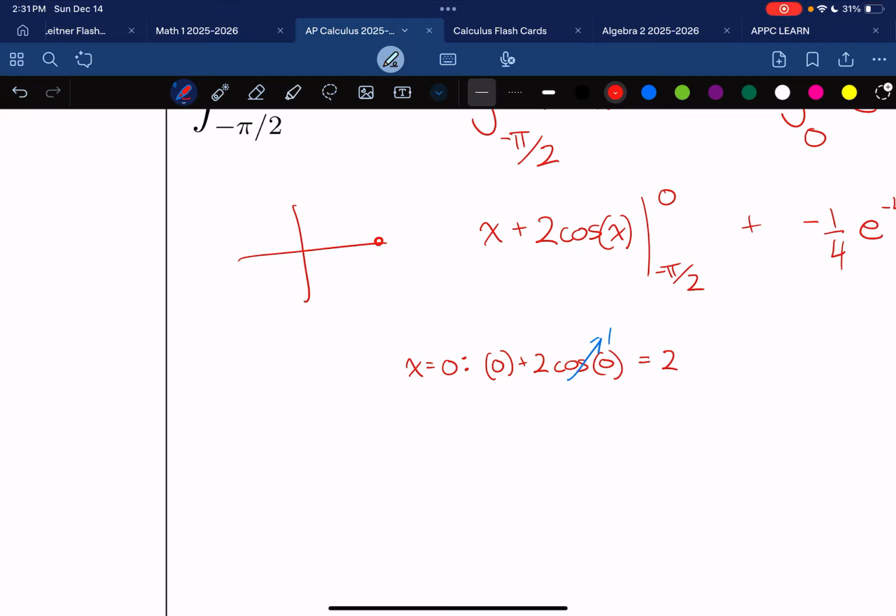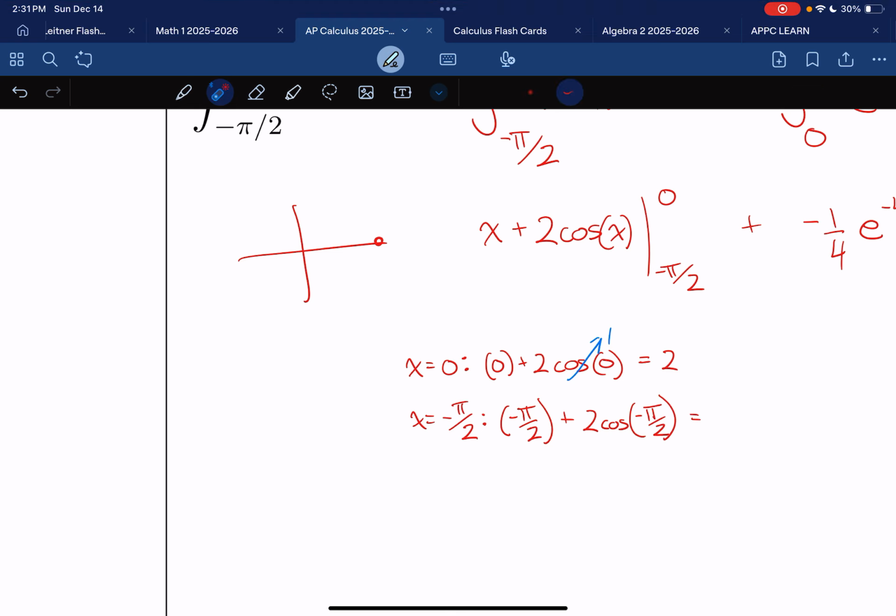Not too bad. What happens when x is equal to the other bound, the start? This is going to be -pi/2, of course. And that's a little bit too sloppy of a pi. Let's make it look a little bit nicer. And then when I do that, I'm going to get -pi/2 plus 2 times cosine of the negative pi over 2. Okay, negative pi over 2.